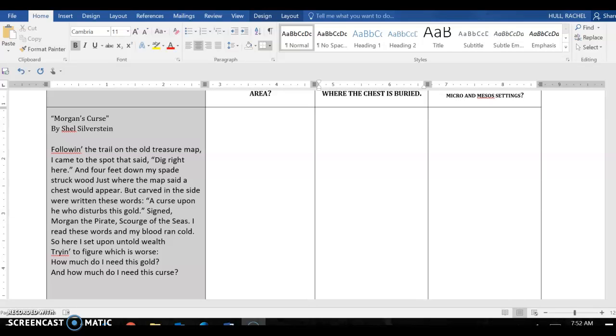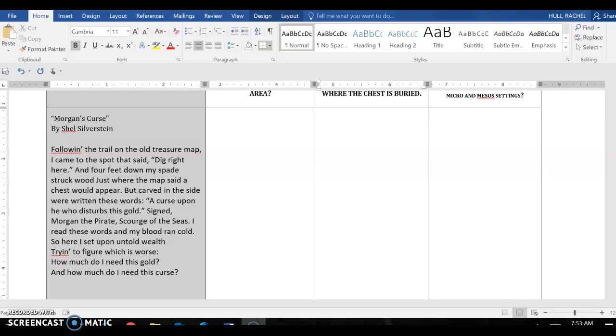Following the trail on the old treasure map, I came to the spot that said, dig right here. And 4 feet down, my spade struck wood just where the map said the chest would appear. But carved in the side were written these words, a curse upon he who disturbs this gold, signed Morgan the Pirate, Scourge of the Seas. I read these words and my blood ran cold. So here I set upon untold wealth, trying to figure out which is worse. How much do I need this gold? And how much do I need this curse?